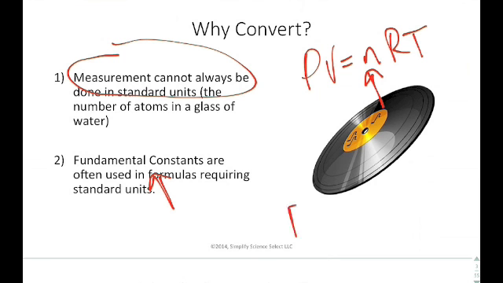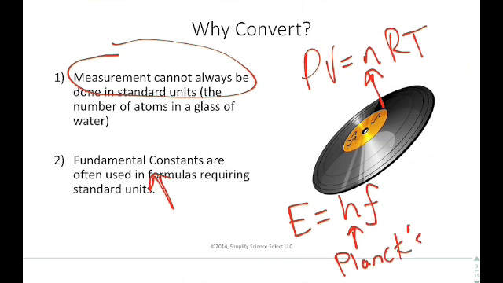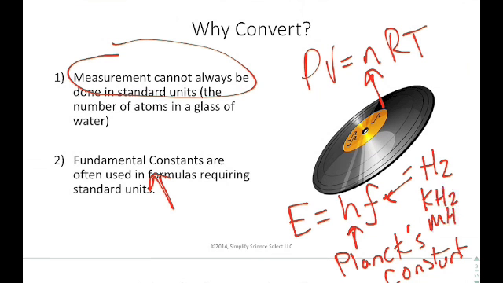An example of a fundamental constant would be when you use the formula E equals hf. This right here refers to something that's called Planck's constant. If you don't remember this, that's okay. We're going to go over it in Unit 1. But Planck's constant is a constant. But in order to use Planck's constant, the frequency has to be in a value of hertz. Okay, that's generally pretty normal, but a lot of times frequency is reported in kilohertz, megahertz, or terahertz. So you need to be able to convert between metric quantities.